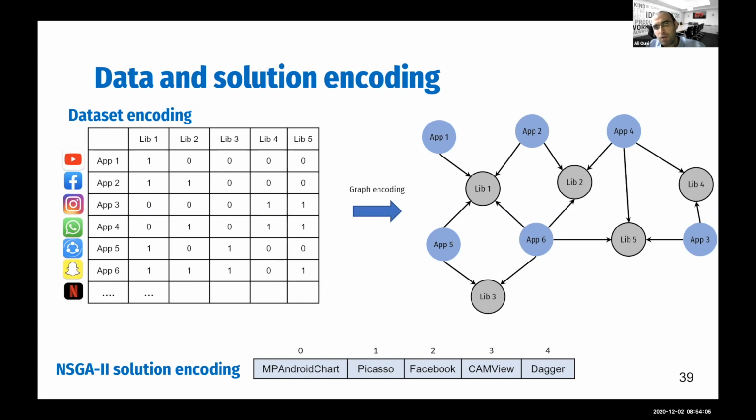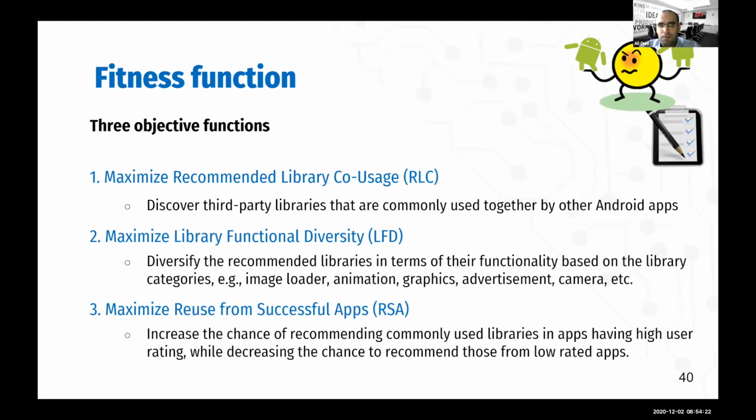Then the search algorithm will refine, will try to evolve this solution in order to find an optimal vector that has the most relevant libraries that can be recommended for a developer. And as I mentioned earlier, we used different aspects. So we try to find libraries that are commonly used together as a first criteria.